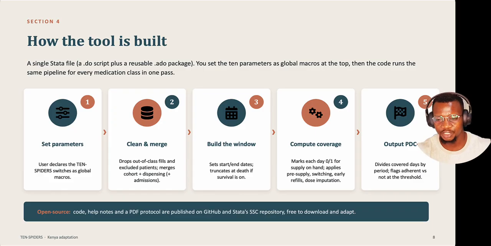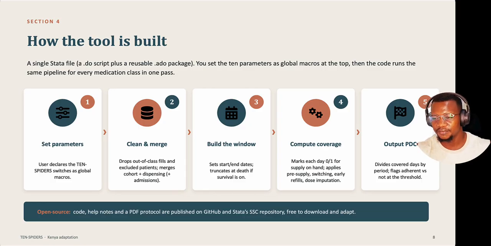Then you clean and merge. Then you build the window, which is start and end date. Then you can truncate at death, of course, if you have switched on your survival parameter. So once the patient dies, that's the end of it.